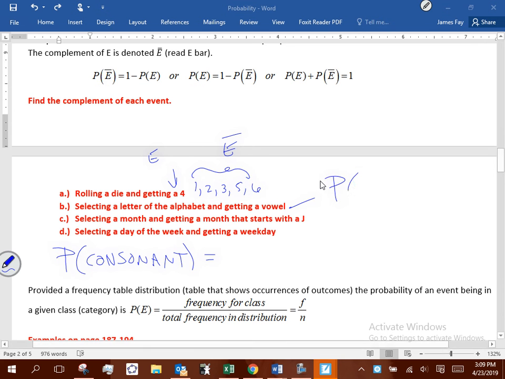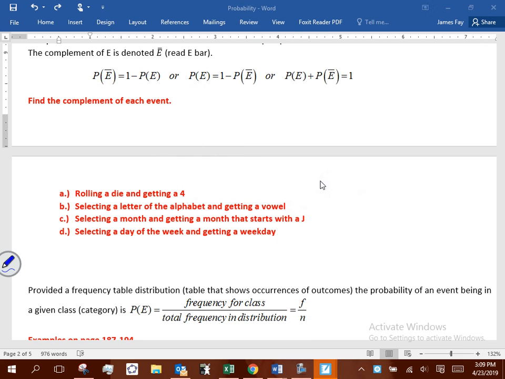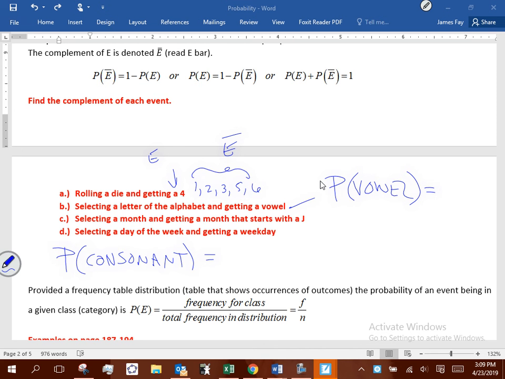What if I said probability of a vowel? How many vowels are there? A, E, I, O, U. Let's count Y. 6 out of 26, right? That's probability of getting a vowel. So what's the probability of getting a consonant? 20 out of 26. You see how getting the consonant probability through the use of the probability of a vowel is easier? You don't have to count then, right? That's why we use that complement concept a lot.